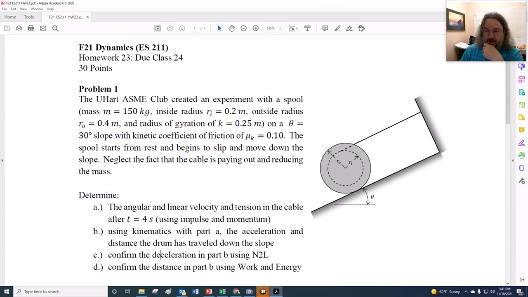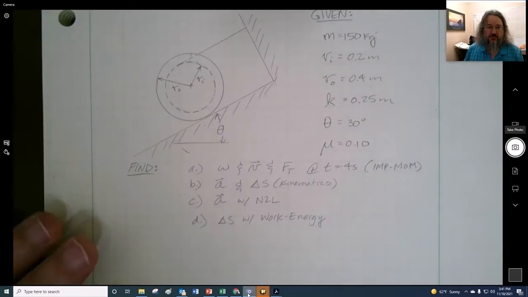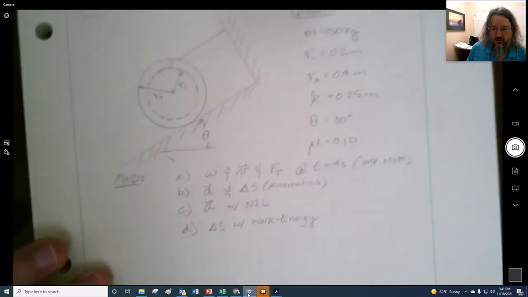We want to confirm that acceleration using Newton's second law, and then confirm the distance that it has moved using work and energy. So this is an interesting problem. Here I've written it out and set the thing up, and let's proceed with the first part.